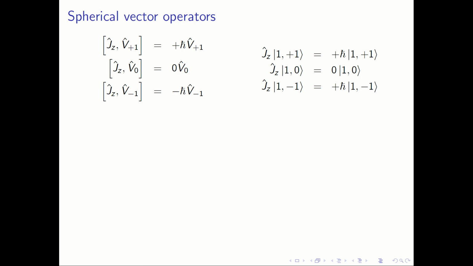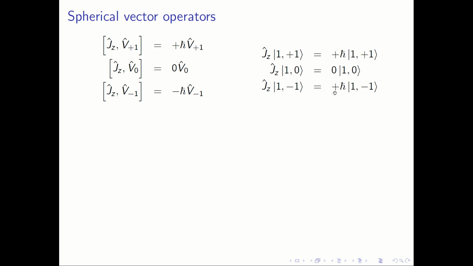Jz acting on the three states |1,1>, |1,0>, |1,-1>. So when Jz acts on |1,1>, you get |1,1> back with ħ. Notice that here when you take Jz's commutator with V plus 1, you get V plus 1 back with the same factor plus ħ. Jz acting on |1,0> gives you 0 times |1,0>. Jz's commutator with V0 is 0 times V0. Jz's action on |1,-1> gives you, sorry, this is a sign error, this should be minus ħ. So this of course obviously is a typo which came in from cutting and pasting too much. This is a minus ħ here, and Jz V minus 1 is minus ħ V minus 1.